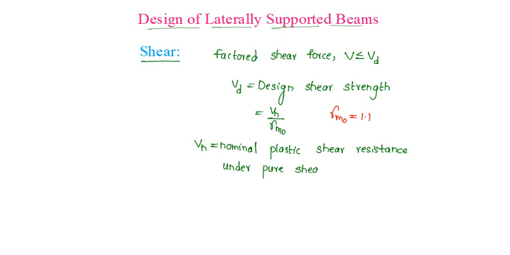which is given by Vp, which is equal to Fy into Fyw into Av by root 3, where Av is shear area and Fyw is yield strength of web. So Vd is finally given as Av into Fyw by root 3 into gamma m naught.